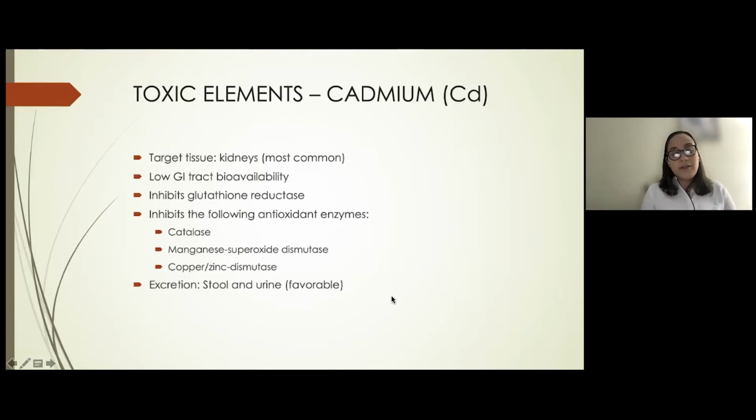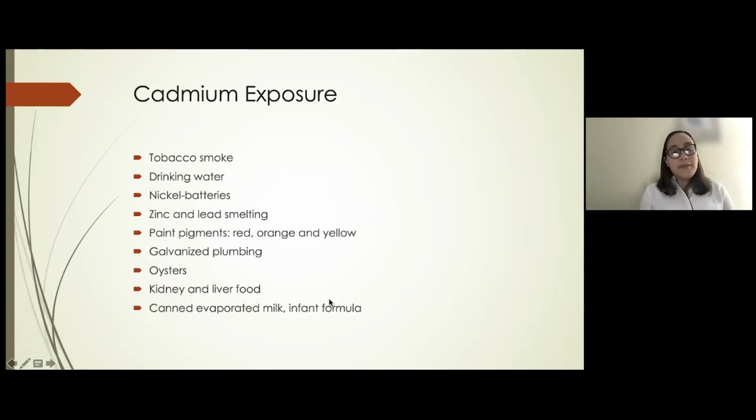Cadmium is mostly excreted via the stool and urine. Urine is most favorable. So cadmium exposure, you can be exposed to cadmium via tobacco smoke, drinking water, nickel batteries is a huge one, zinc and lead smelting, paint pigments, red, orange, and yellows, right? You want to think about that, especially painters, right? Or maybe someone recently painted a nursery, you want to make sure what type of pigments they used and could it have some cadmium traces, right? Galvanizing plumbing, oysters, kidney and liver foods, and also canned evaporated milk and infant formula.